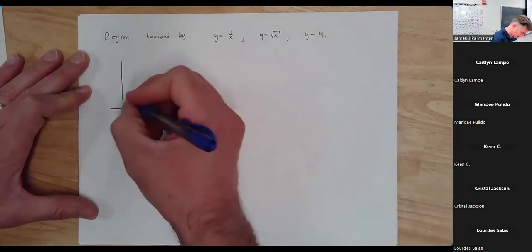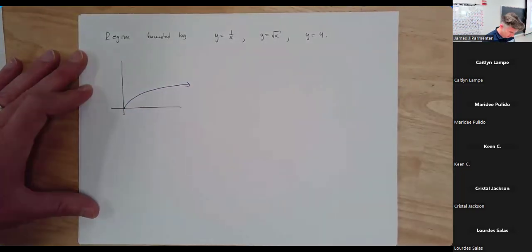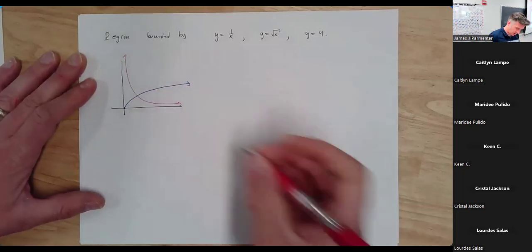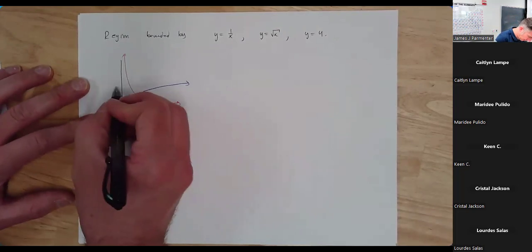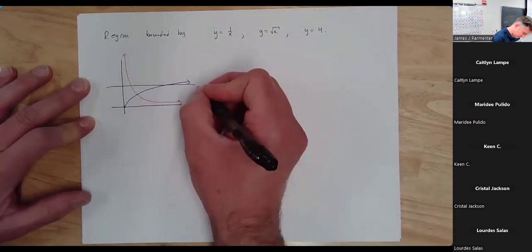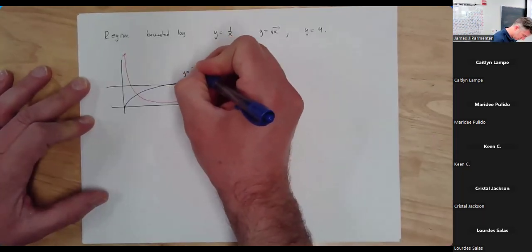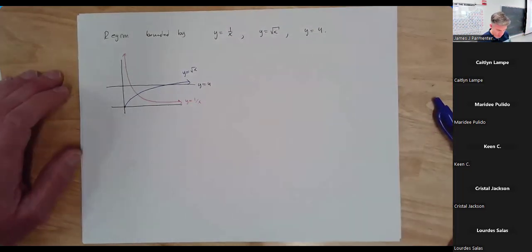Square root of x, usual shape. 1/x, usual shape. And y = 4, I'm going to make it a little bit lower than it probably would be. y = 4 is going to be right about there. And it should be not terrible to find the points of intersection here.